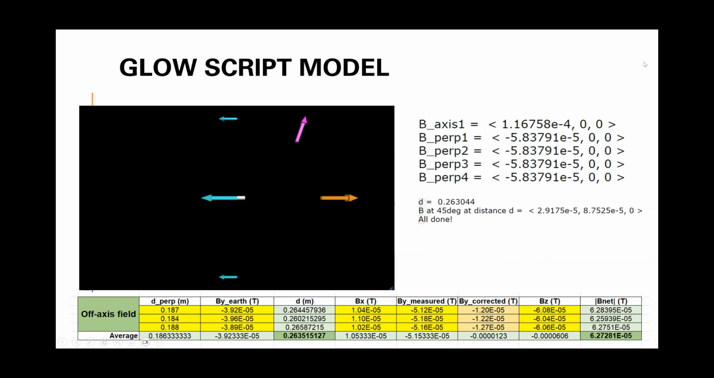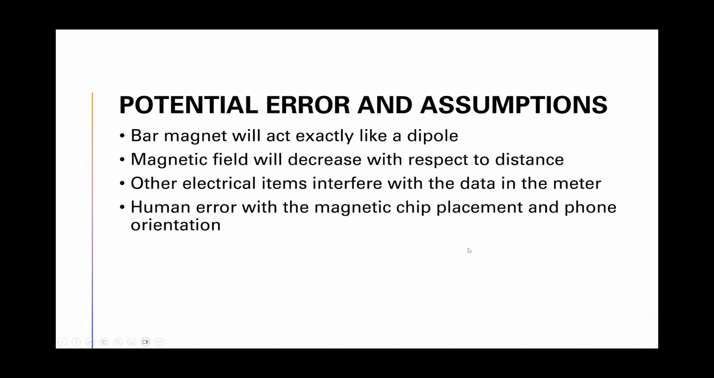Here we see how the model ran. Comparing it to our real data, we actually got some very different values. Mainly looking at the BFD45, we got a different distance. We got a different BX, BY, and a BZ, which should be negligible because it wasn't being measured or oriented in this lab. But definitely some variations.